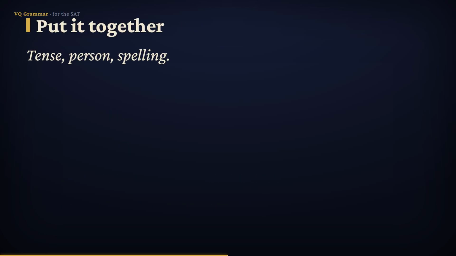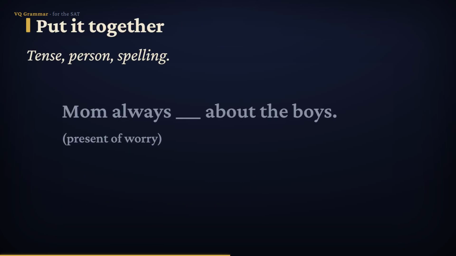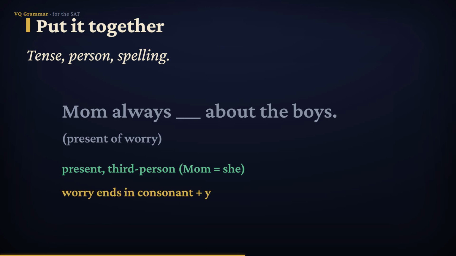Let's put it together. Mom always blank about the boys. Present tense of worry. Mom is third person singular, like she, so we need that s ending. But worry ends in a consonant plus y, so we change the y to i and add es. The answer is worries. Mom always worries about the boys.